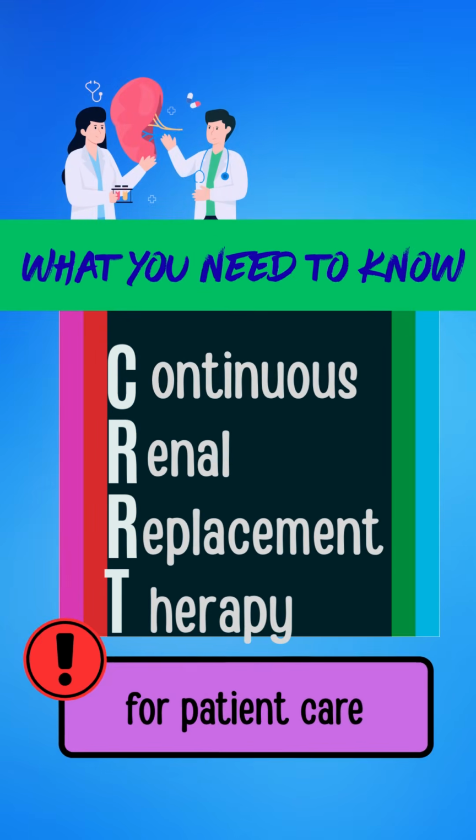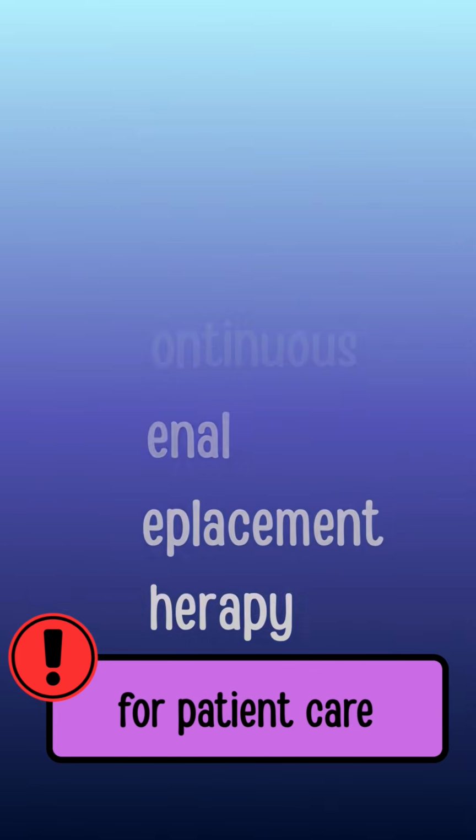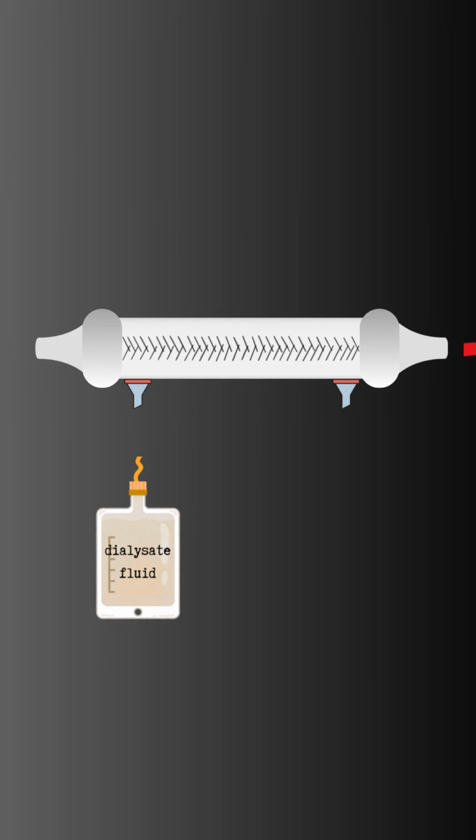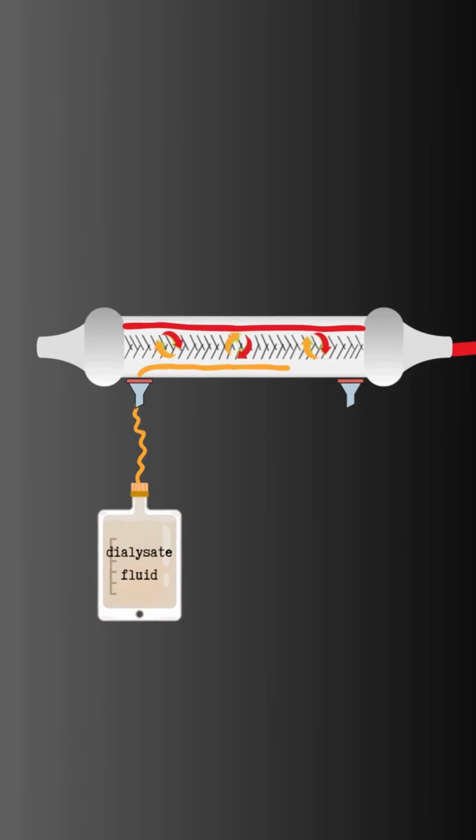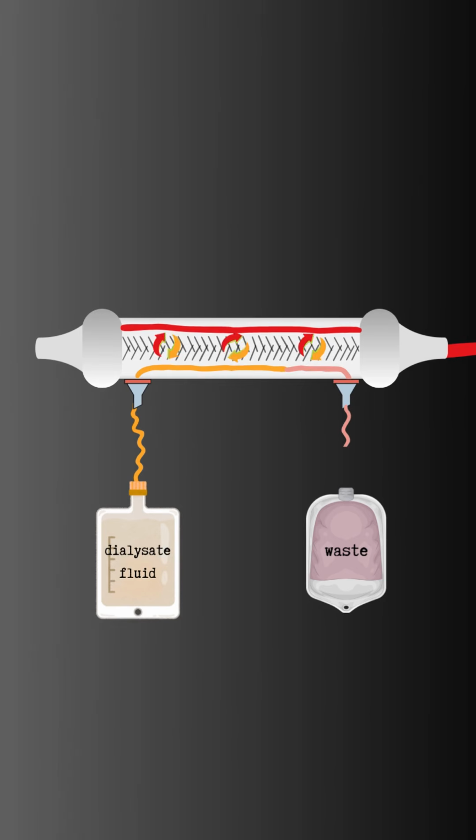Here's what you need to know if you are providing care to a patient on CRRT. As a quick overview, dialysis works by the concurrent movement of blood and the dialysate fluid across a semi-permeable filter. This creates a diffusion gradient. As the fluids move past each other, there is an exchange of toxins across this gradient. The toxins are extracted as waste and the purified blood is returned to the patient.